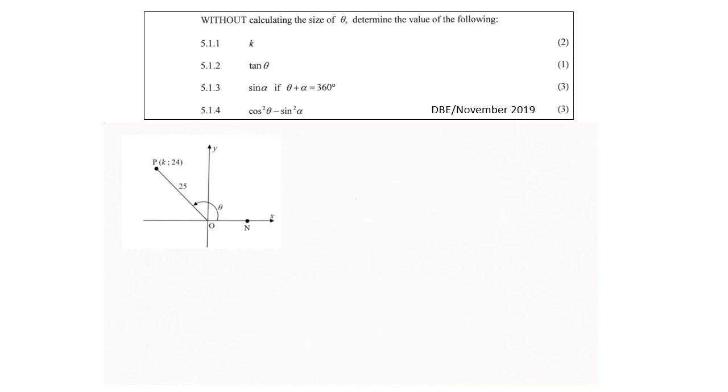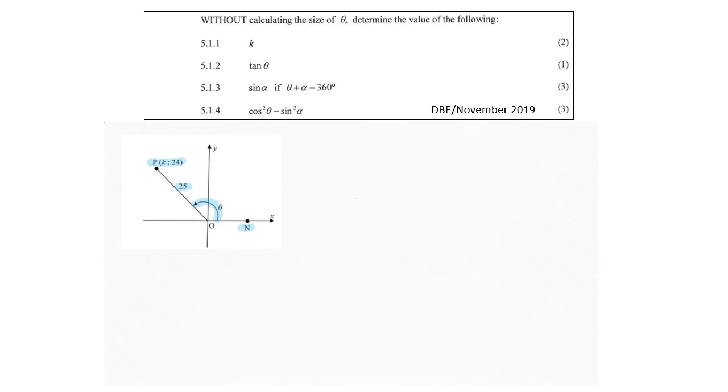Let's first indicate all the important information on the diagram. They say the point P has coordinates K and 24, and it's a point in the second quadrant, such that OP is 25 units, and then N is a point on the positive x-axis, and angle PON is equal to theta. Now they ask us, without calculating the size of theta, determine the value of the following. The first value that we need to determine is the value of K.